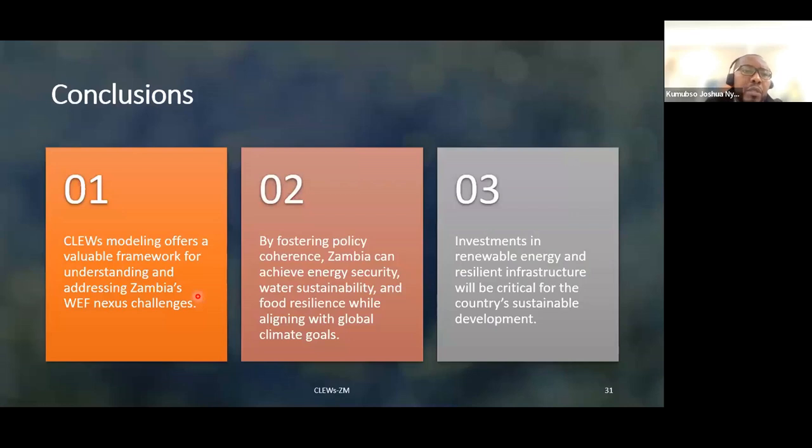In conclusion, it's clear that the CLEWs modeling offers a valuable framework for understanding and addressing Zambia's water, energy, food nexus challenges. By fostering policy coherence, Zambia can achieve energy security, water sustainability, and food resilience while aligning with global climate goals. And also, it's imperative to note that investments in renewable energy and resilient infrastructure will be critical for the country's sustainable development.